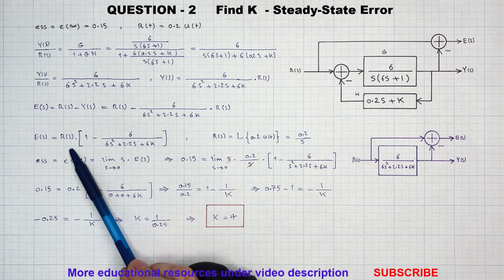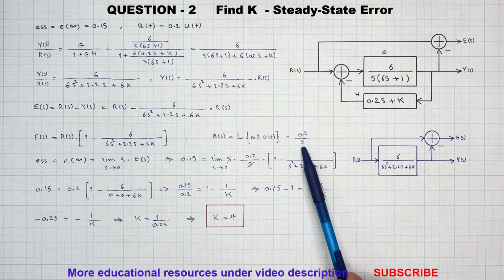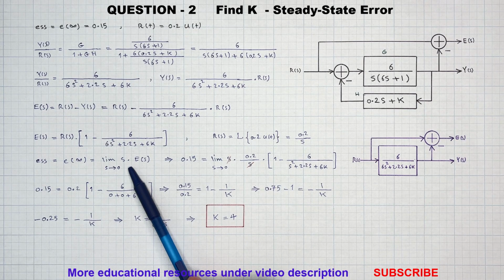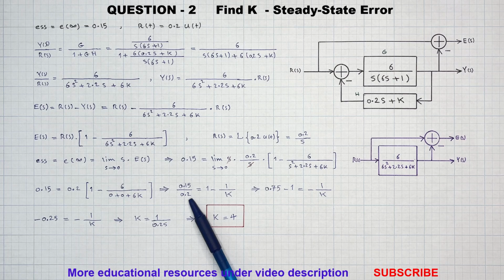And here we rearrange the expression, and the Laplace transform of the input step signal is its magnitude divided by the operator s. The steady state error in the Laplace domain equals the limit as s goes to 0 of s times the error E of s. Finally, we substitute the input signal, simplify the expression and solve it for constant K, which we obtain as K equals 4.